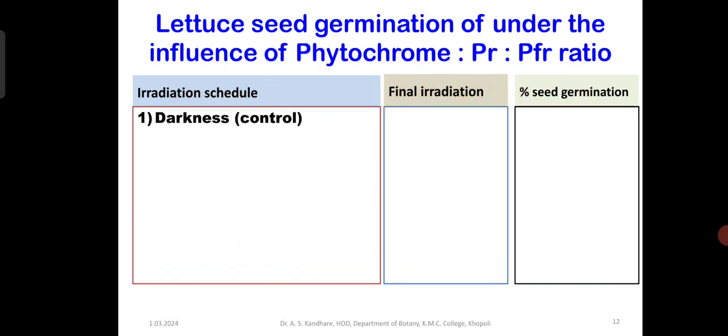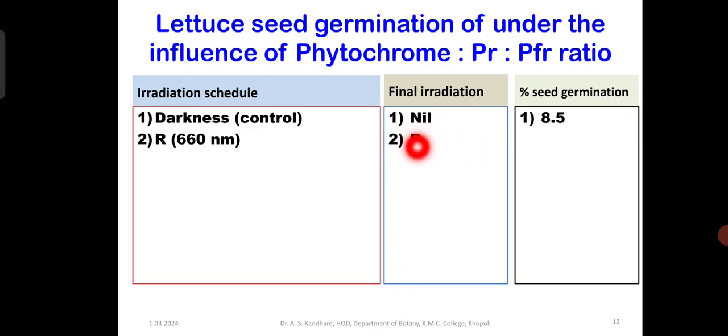Now here you can see darkness. So darkness is a control. So finally irradiation, there is no irradiation and the percentage of seed germination is 8.5%. तो यहाँ पर कोई रेडिएशन नहीं दिया गया, seeds are just kept in darkness. So the percentage of seed germination is 8.5%.